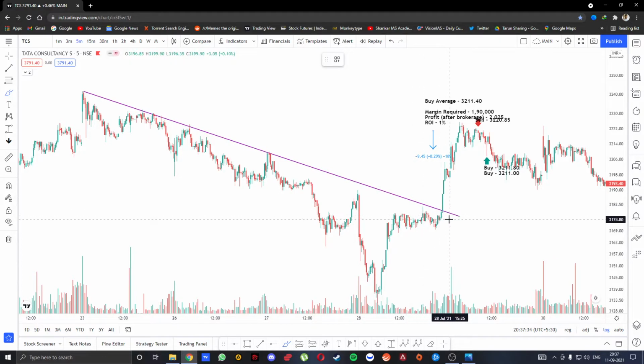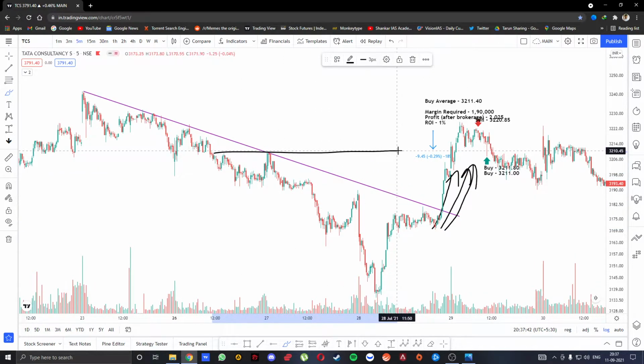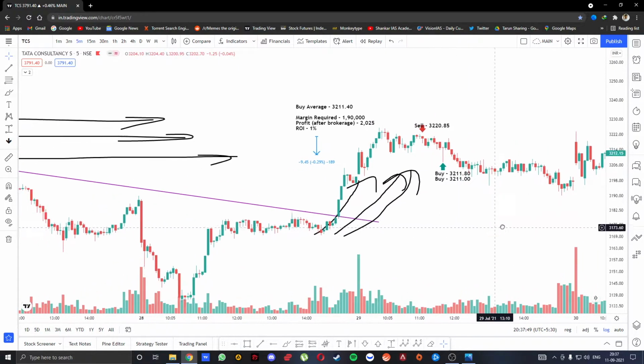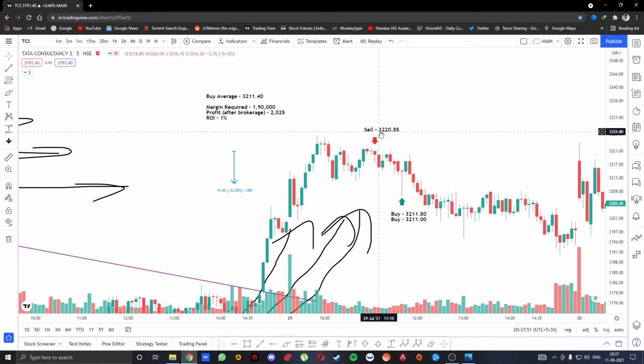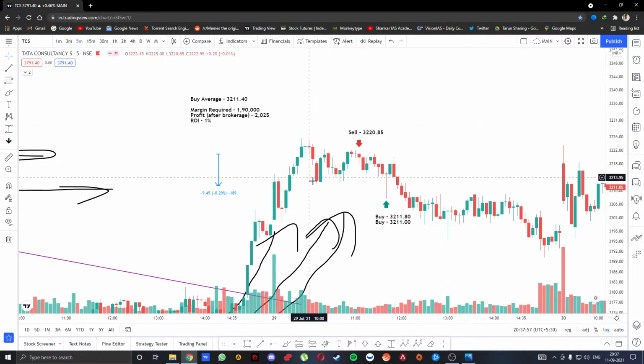And what starts happening is that retail starts buying at these breakout levels. So I was looking to enter short above these levels and these levels. I was looking to enter short. So first position I took at 3220, 250 shares. The margin required was 1,90,000.